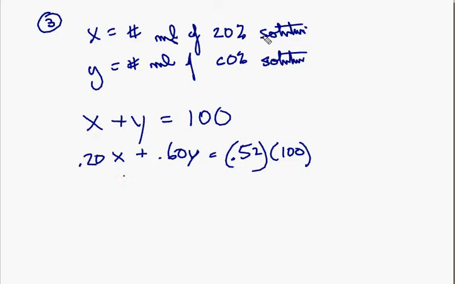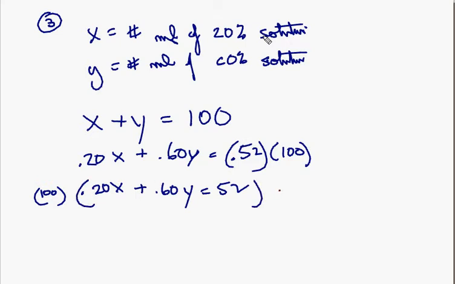So, first thing I'm going to do is multiply 0.52 times 100, which gives me 52. And then I would probably multiply this equation by 100 to get rid of the decimal, which is going to give me 20x plus 60y is equal to 5200.